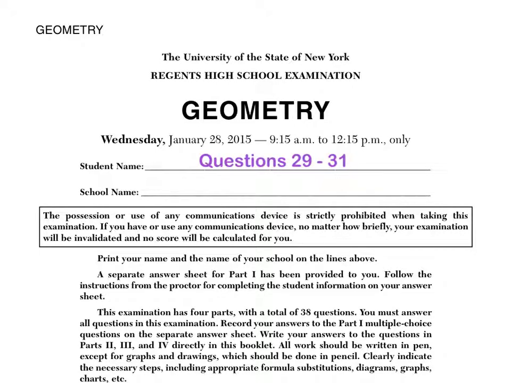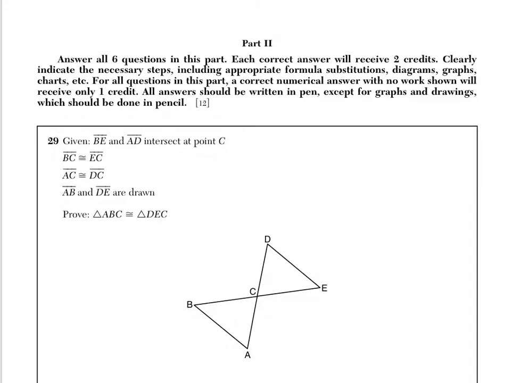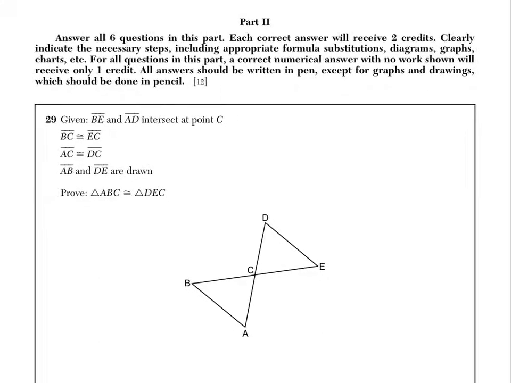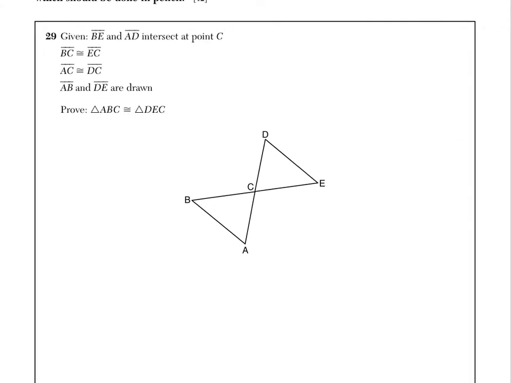This video will cover the Geometry Regents exam from January 2015, questions 29 through 31. Number 29 is the first short answer question that we have here, and it's actually a proof.